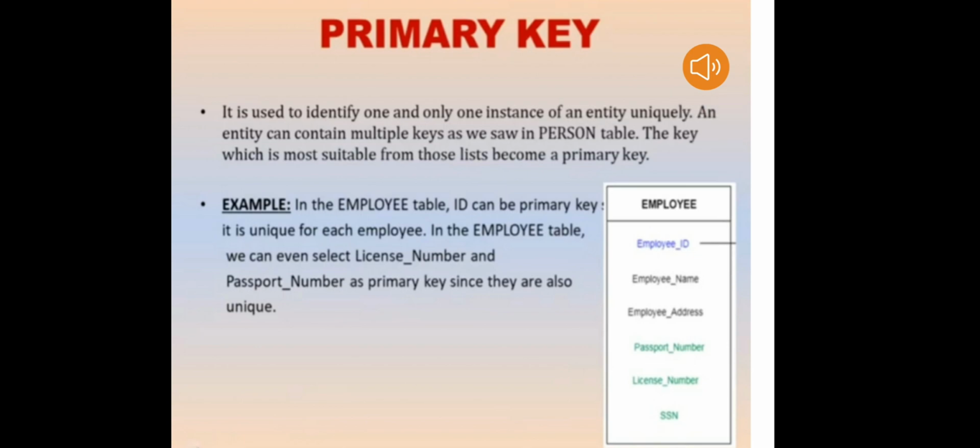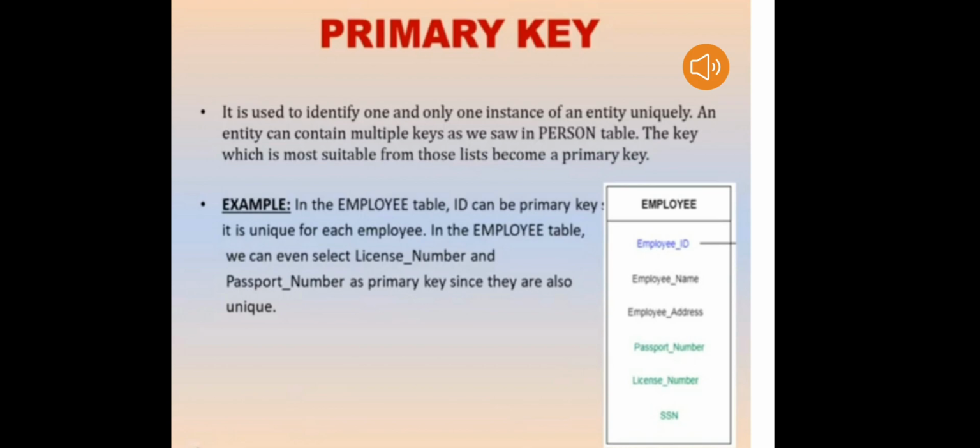So the first key is the primary key. What is a primary key? It is used to identify one and only one instance of an entity uniquely. An entity can contain multiple keys, as we saw in the person table. The key which is most suitable for the list becomes a primary key. As we already know, the primary key is the unique identity.